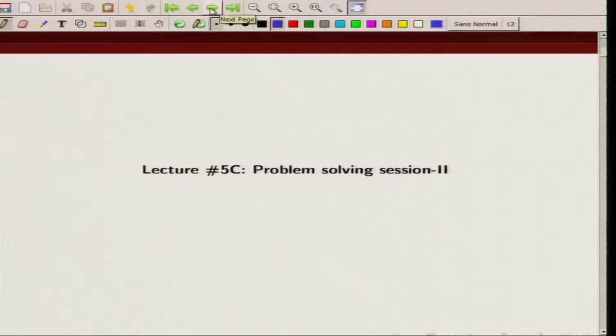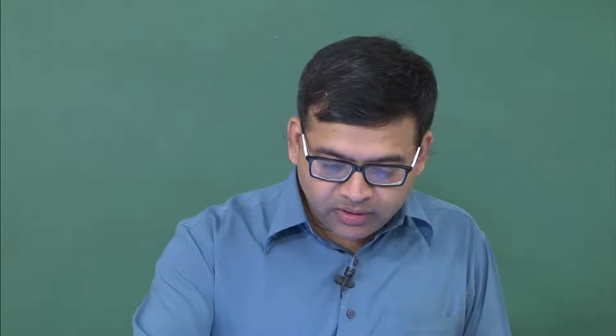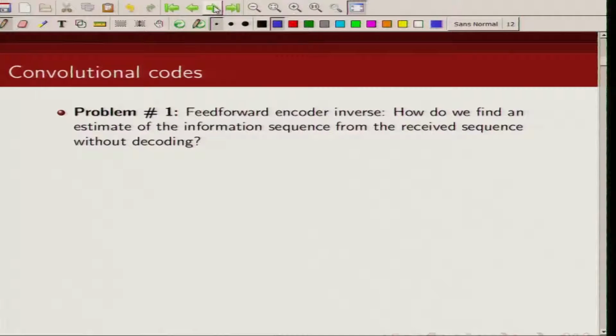Today we are going to continue with some more problems related to convolutional code. Let us solve some more problems and then we will move to our other topic. The first question is on feedforward encoder inverse. So, what is an encoder inverse? We will talk about it in a minute.